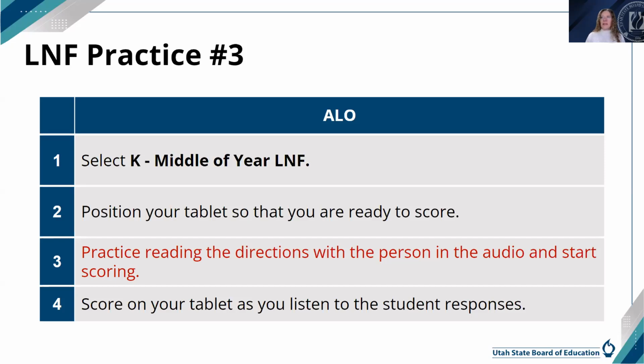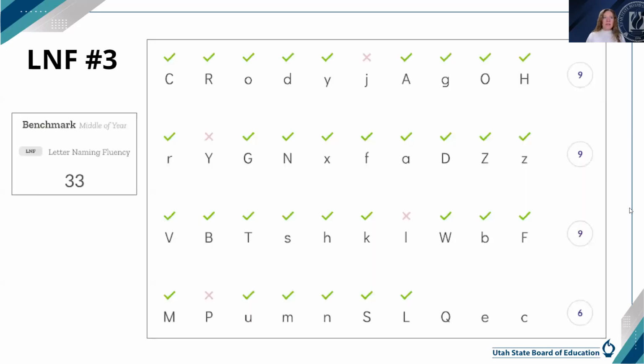Select next in that upper corner. Select no for accommodations. Scroll down until you get to that done button, select done, and then check your scoring.